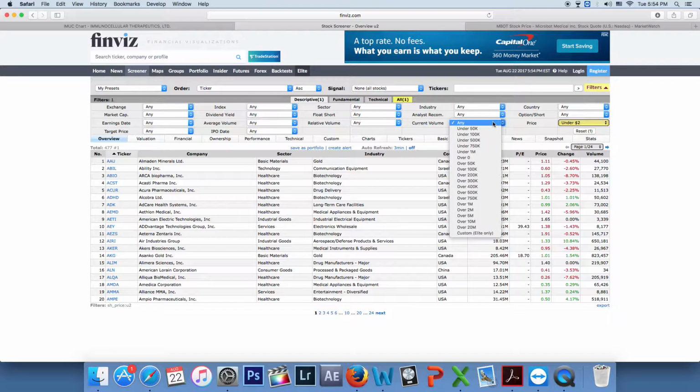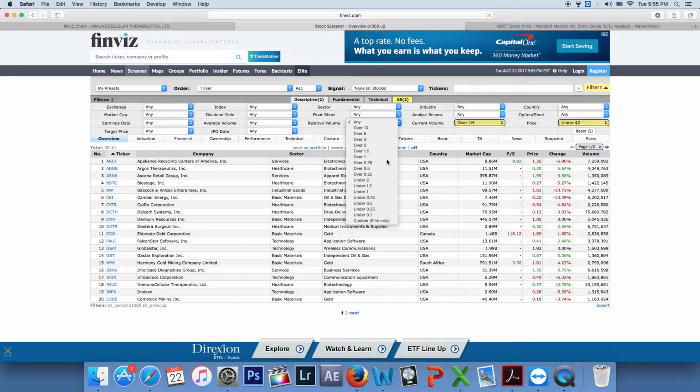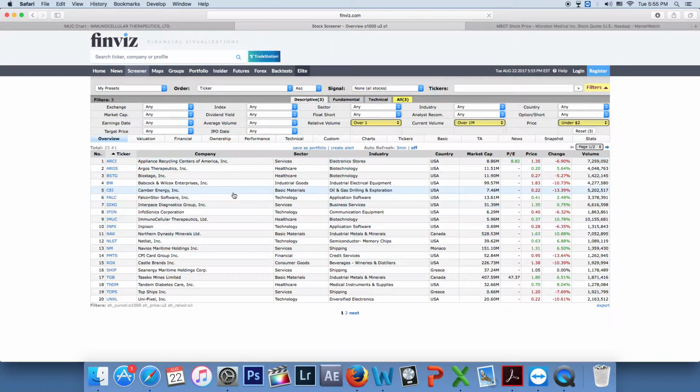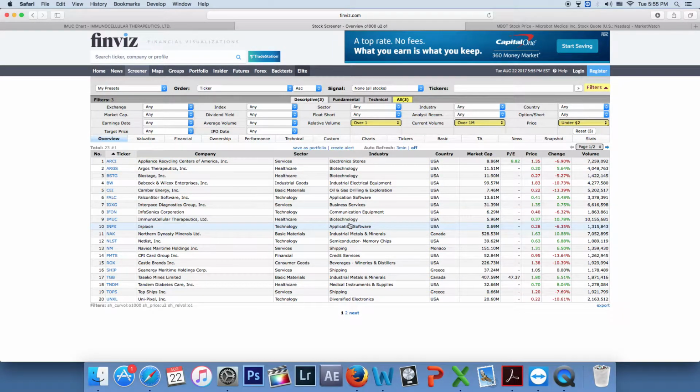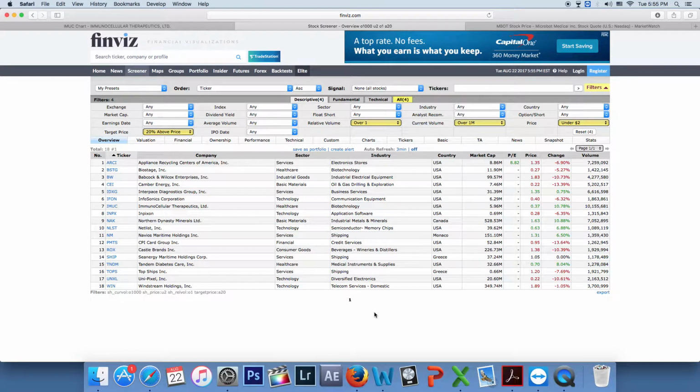I'm going to show you. So current volume, let's just say over 1 million. Relative volume over 1. And as you can see, the list shortened. It was 5 pages, now it's 2. And you'll be able to see the price ranges. Target price, we can leave this at any to give us more options, but let's just use 20% above price. Okay, that shortens up the page.